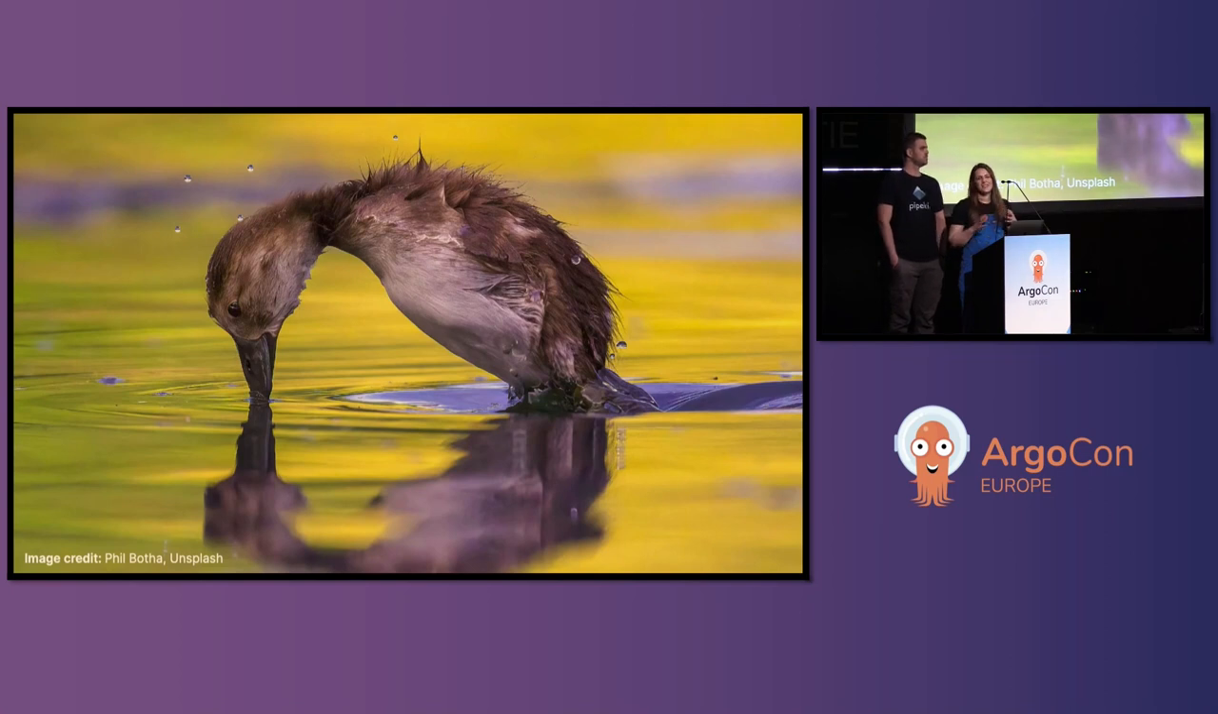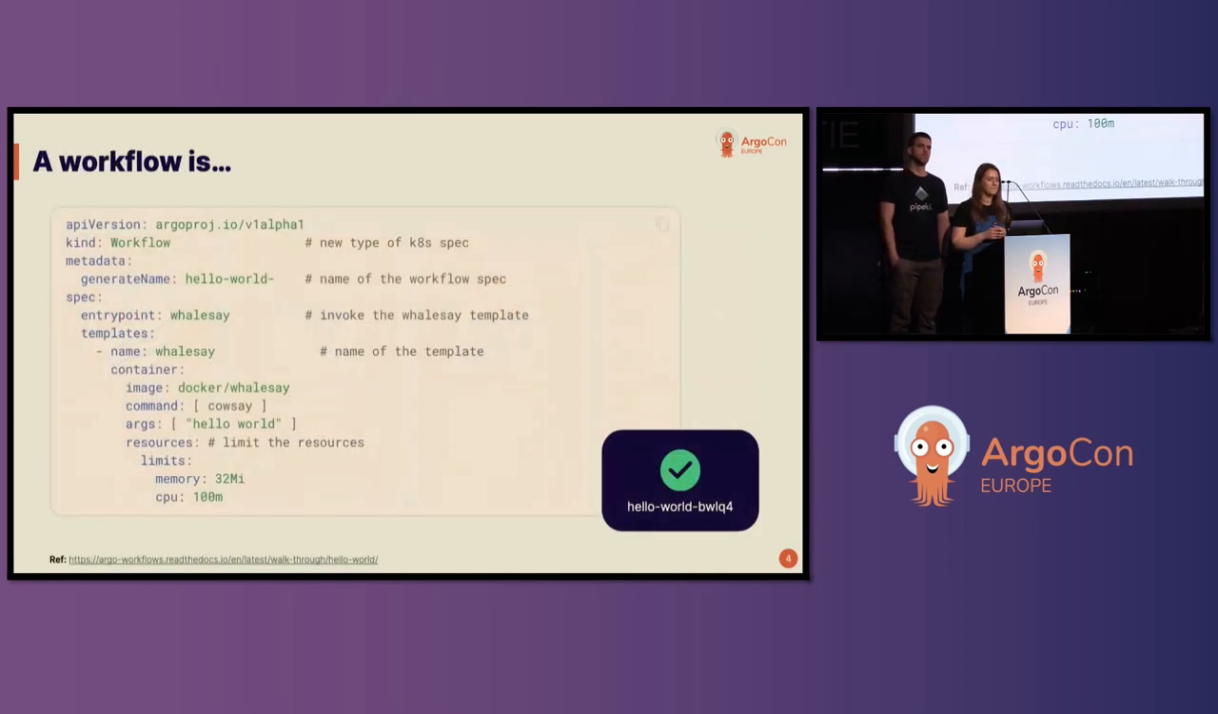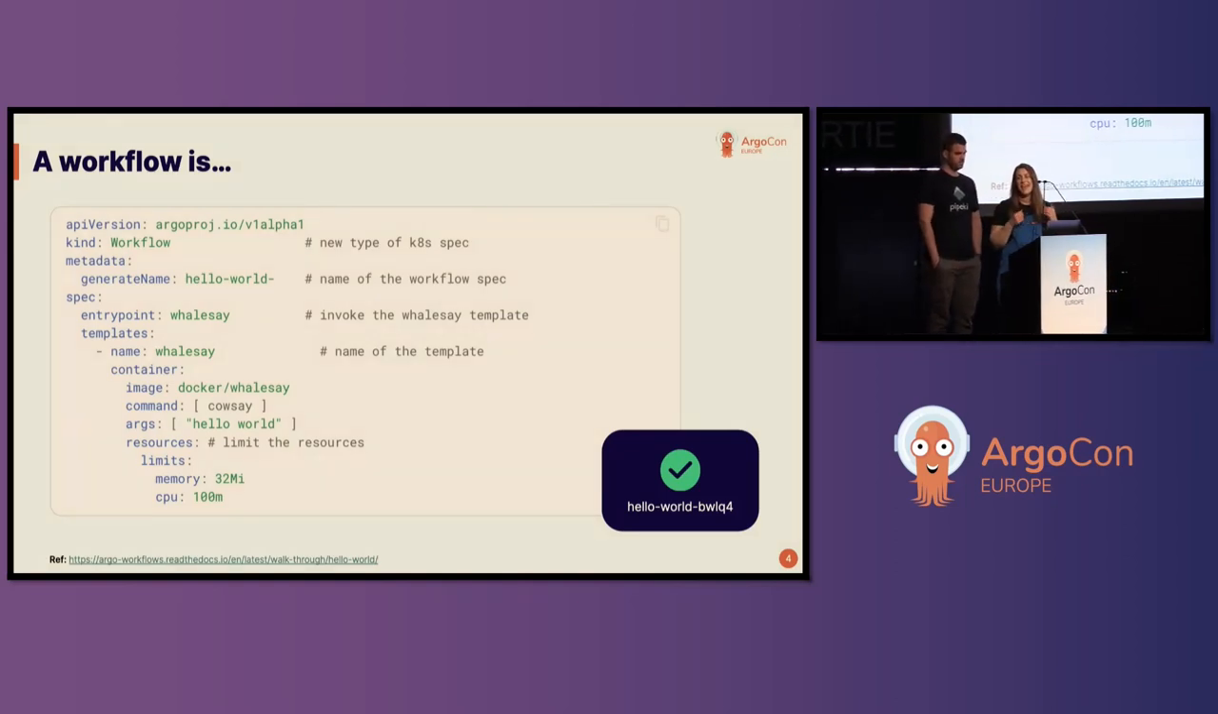So let's get started with a bit of a brief recap of some of the fundamentals. Argo workflows, as we know, is part of the wider Argo project. And in particular, it is a powerful workflow orchestration tool that allows us to orchestrate workflows in Kubernetes. What is a workflow? Well, a workflow defines a set of actions to be run, and it can be as simple as a single step, like our Hello World example here.